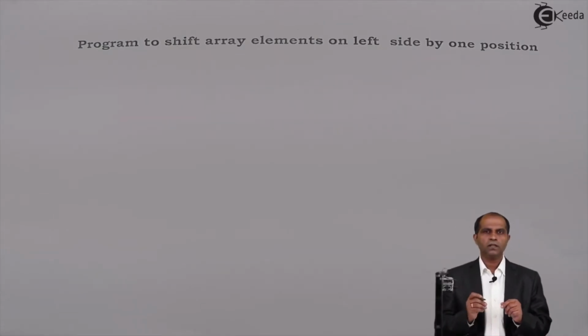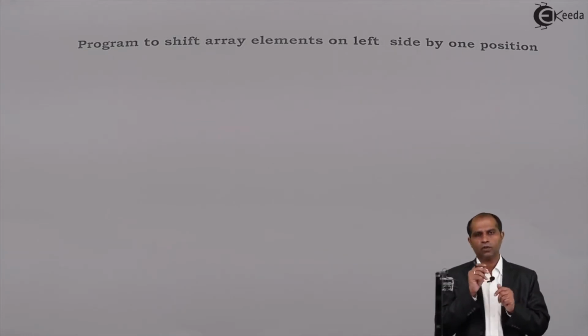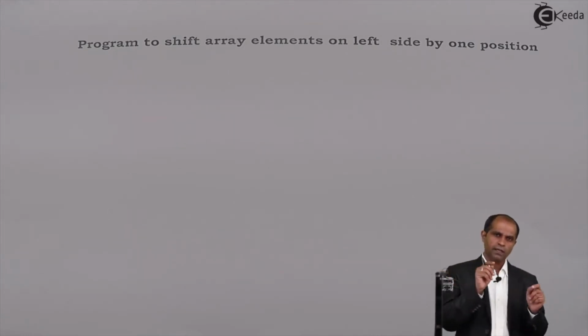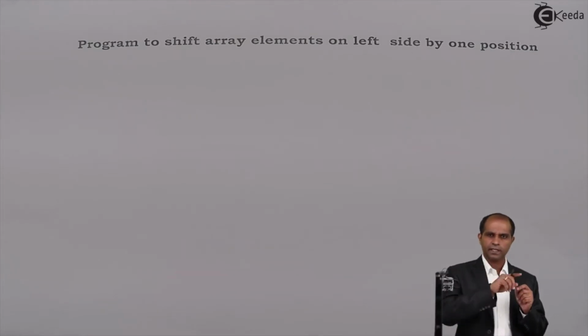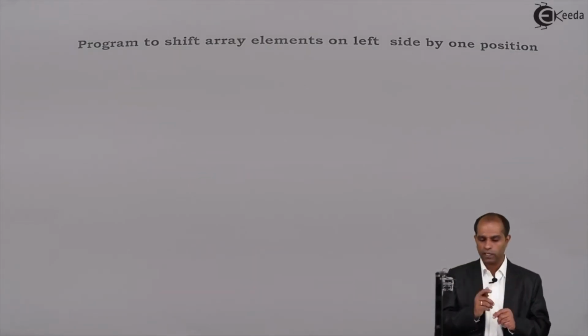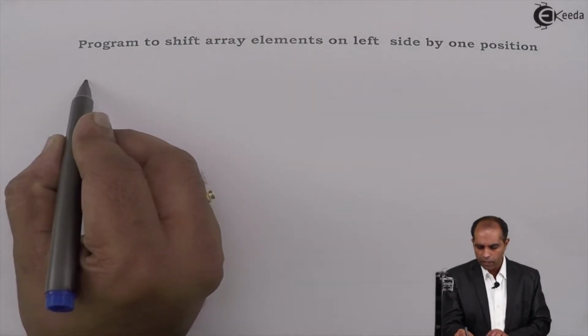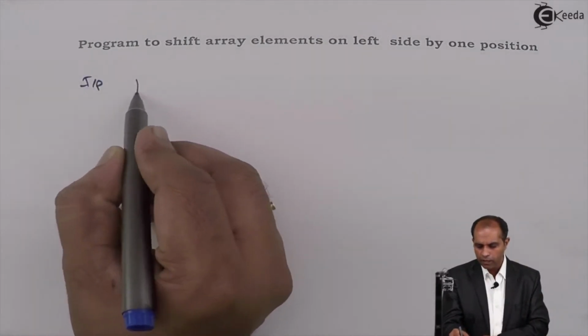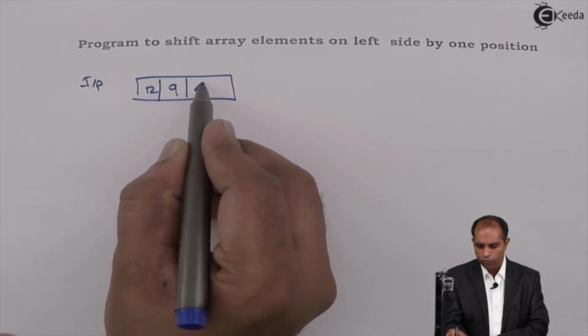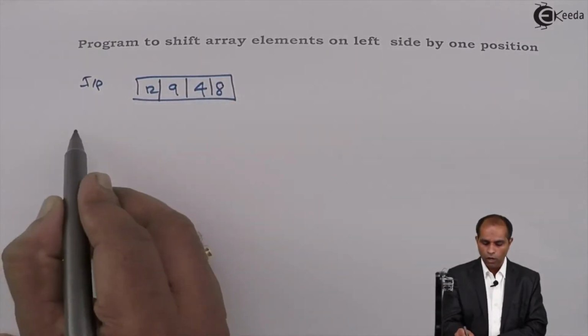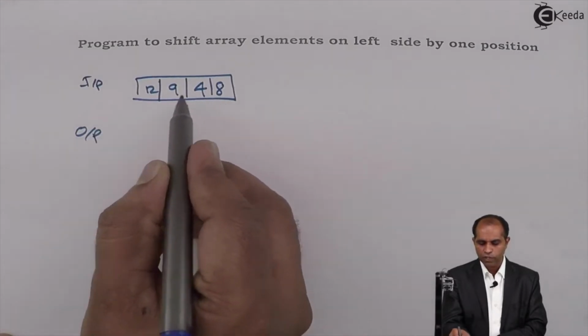Let us now deal with the other side of the rotation. So now this side we are going to have left hand side, and this left hand side indicates that there is a clockwise movement with respect to cyclic values. Suppose I have an input array in this fashion, say 12, 9, 4 and 8. The output array has to be shifting towards left hand side.